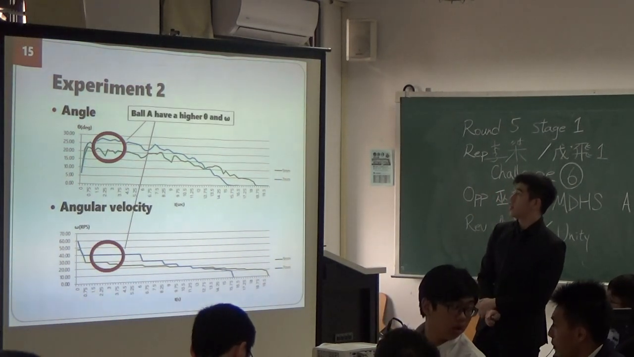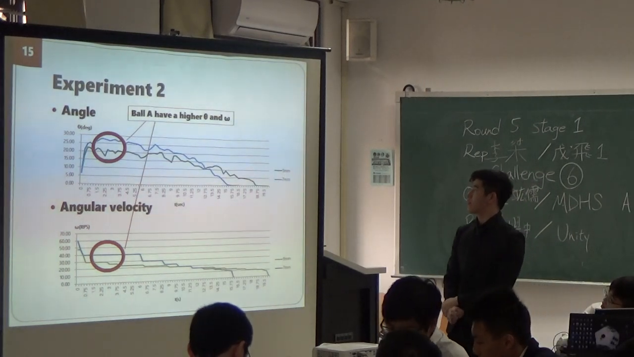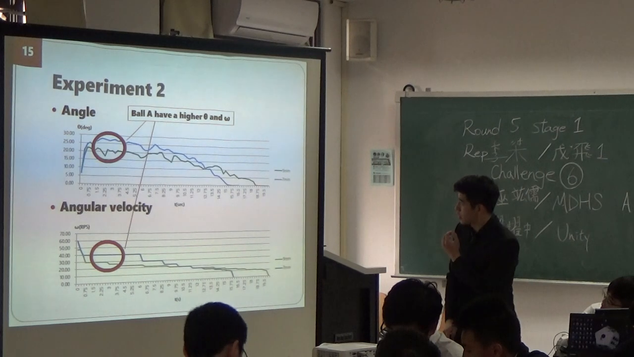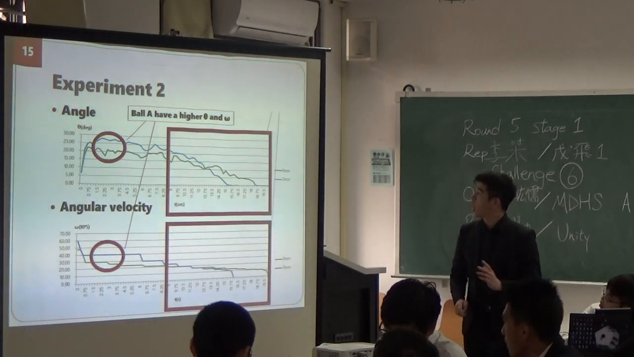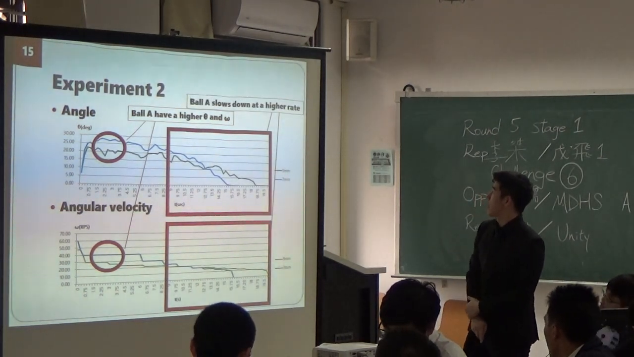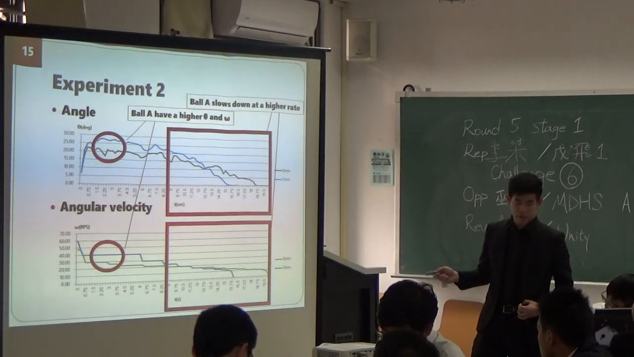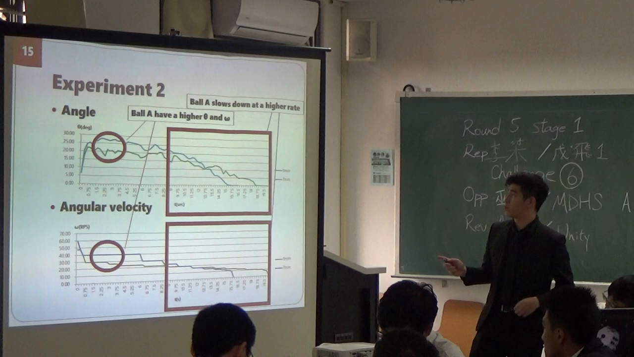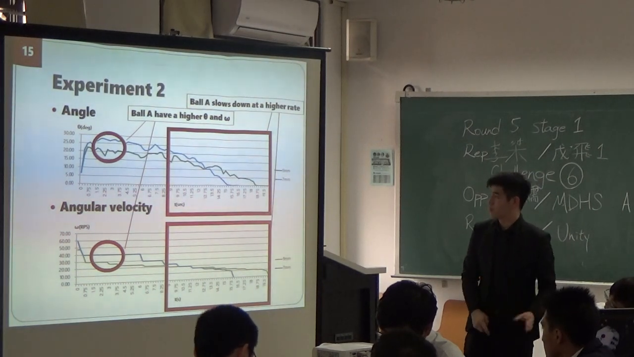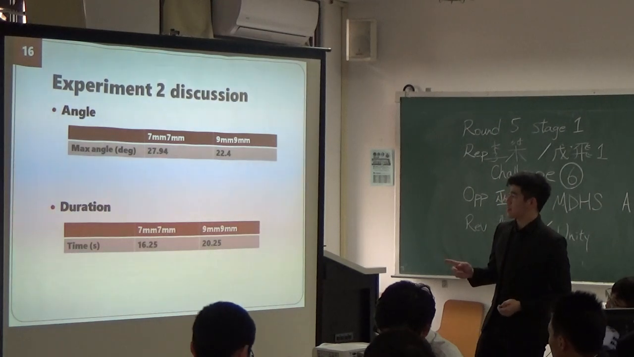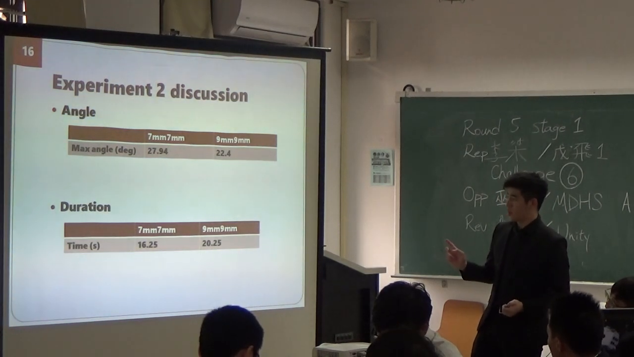As you can see, ball A has a higher angle and a higher angular velocity. However, ball A slowed down at a higher rate, so it stopped faster than ball B, which is larger. So these are the max angles of ball A and ball B.